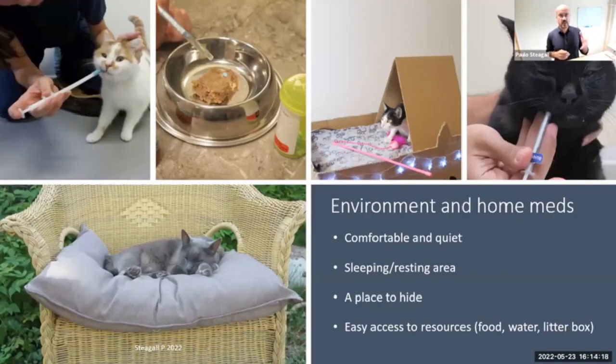Finally, the environment and home meds. This is maybe very obvious for us, but if we don't tell that to the owner or the caregiver, this might not be evident. So thinking about a place that is comfortable and quiet for the cat, that it has its own sleeping, resting area and a place to hide, and also easy access to resources such as food, water, and the litter box. And the caregiver might not think about it unless we tell them. And this is, again, great to have veterinary nurses involved as part of the veterinary health team.